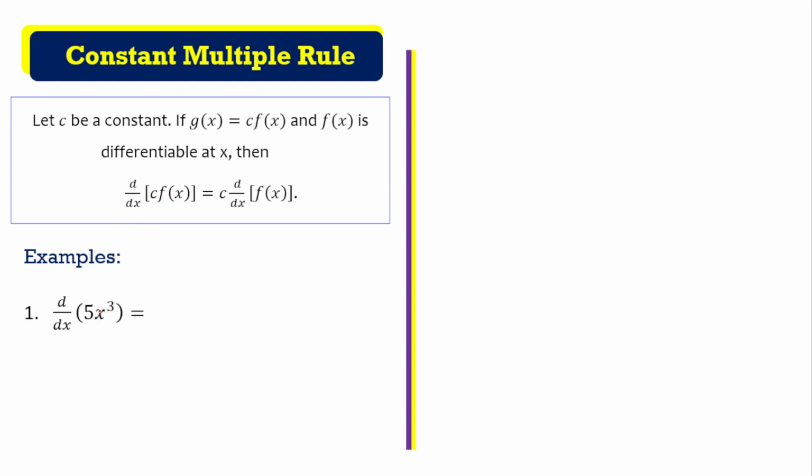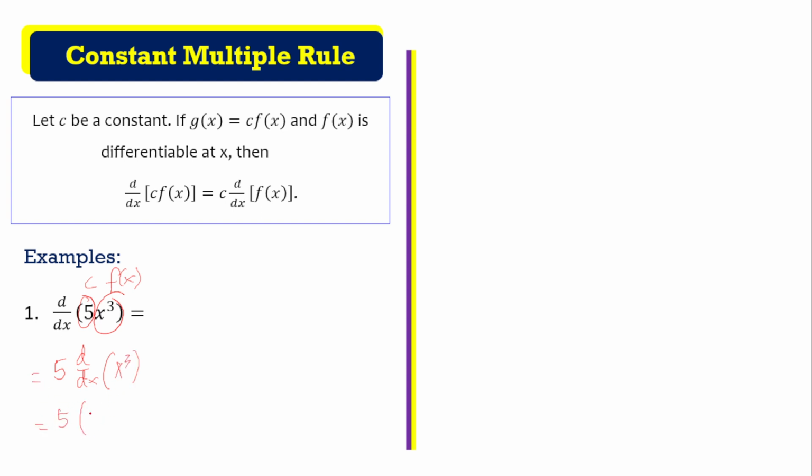For example, if you are getting the derivative of 5x cubed, you just need to multiply it by 3. So 5 is your constant, and x cubed is your function f of x. You have two options. Solution 1: you can separate 5, the constant, outside of the derivative, then get the derivative of x cubed, now using the power rule.